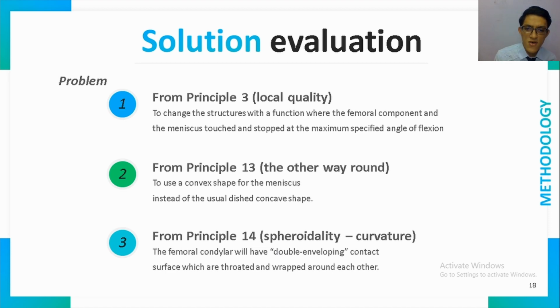Principles 3, 13, and 14 are used to develop a new concept for the new design of the total knee prosthesis. From principle 3, the solution was to change the structure with a function where the femoral component and meniscus touch and stop at the maximum specified angle of flexion. From principle 13, the solution was to use a convex shape for the meniscus instead of the usual dish concave shape. From principle 14, the solution was using an example from the double enveloping worm gear. The femoral condyle will have a double enveloping contact surface which are throated and wrapped around each other.